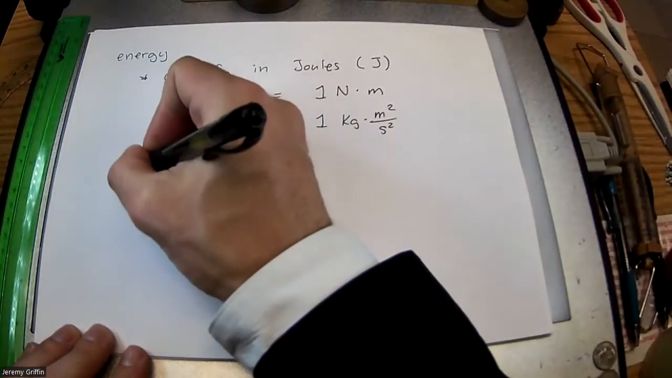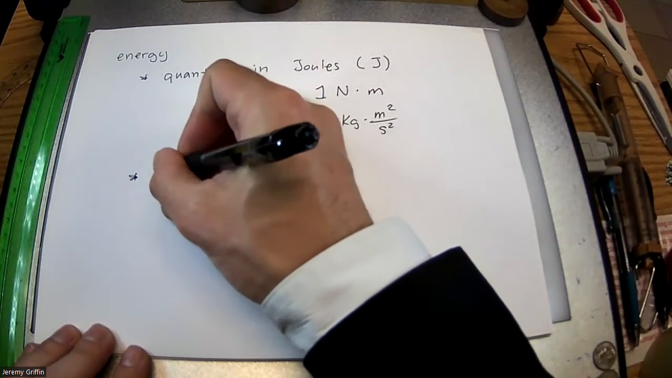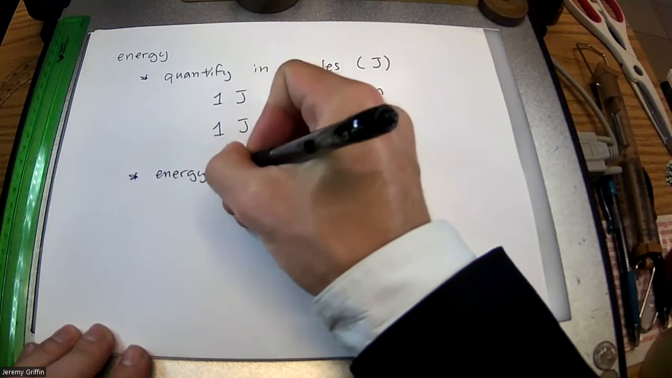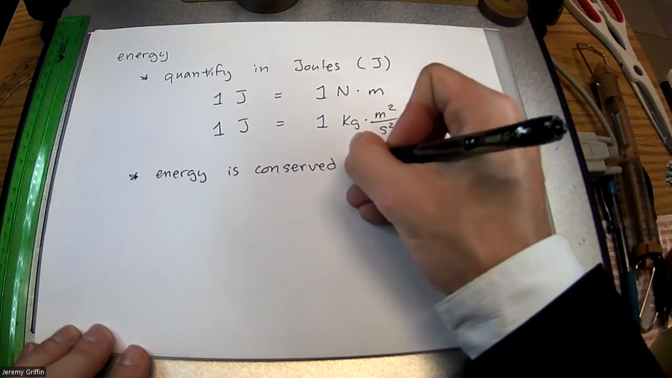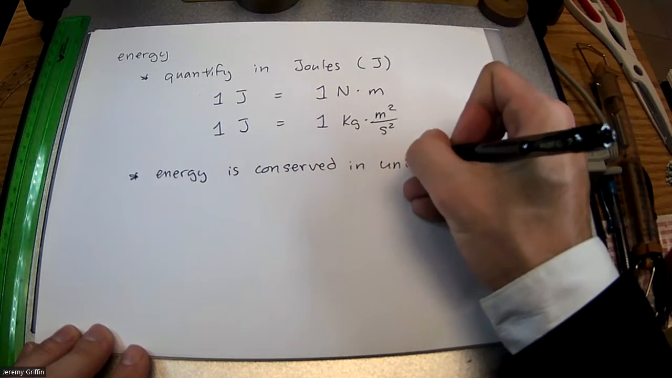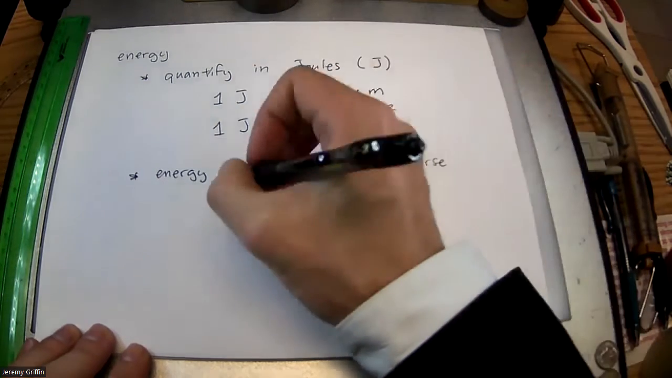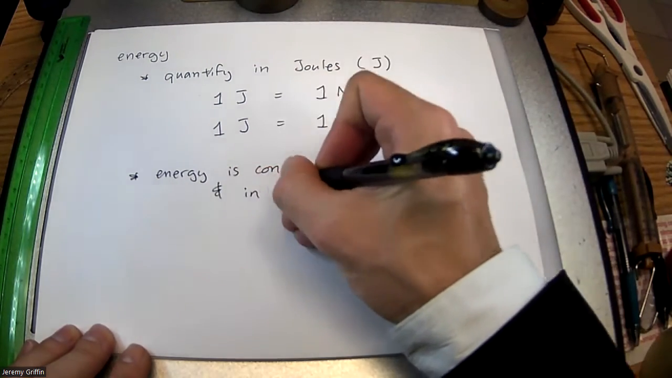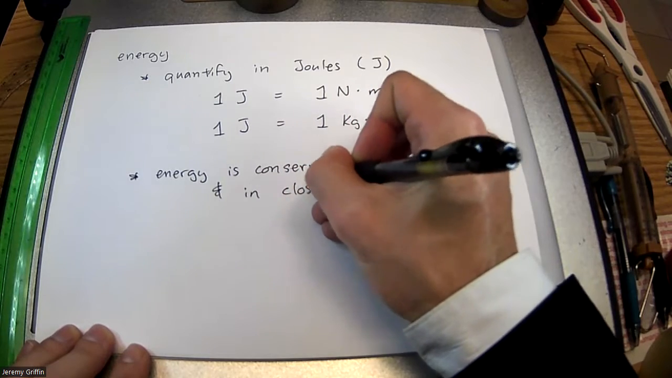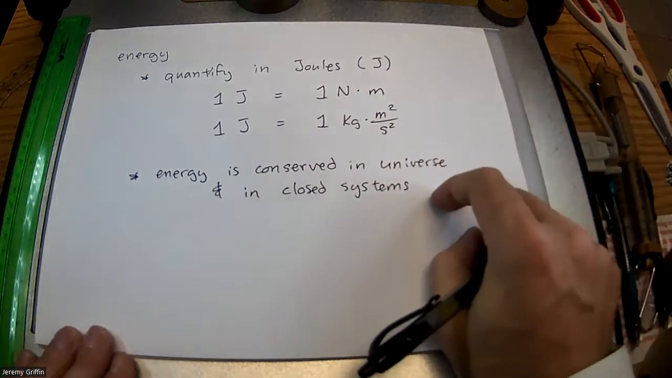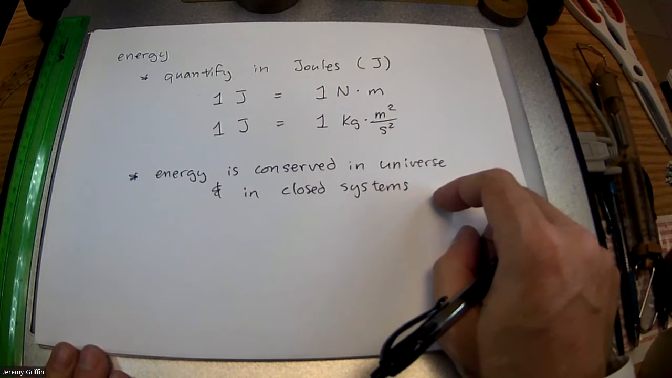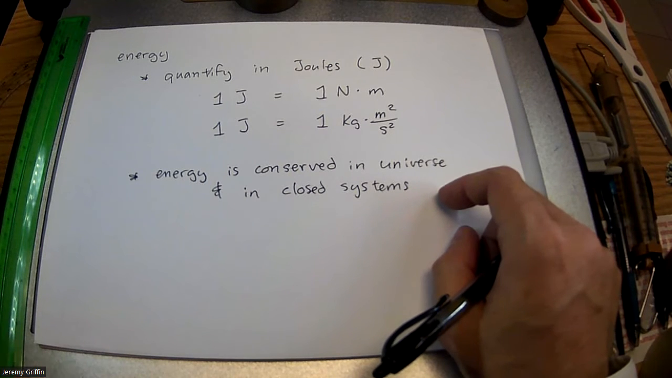And what's particularly interesting is that energy is conserved both in the universe, but also in any closed system. However much total energy there is in the universe is the same energy that there's been for the last 14 billion years and the same that there ever will be.